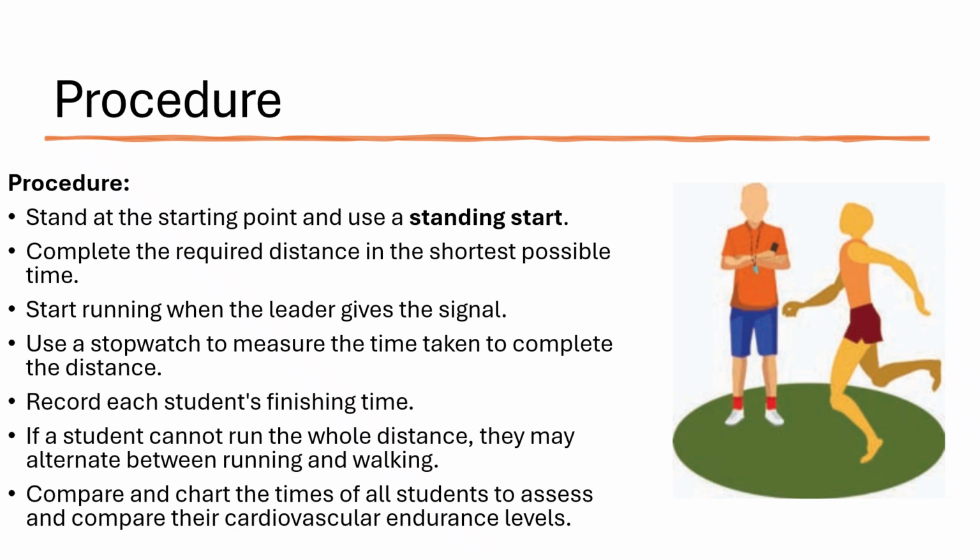Procedure: stand at the starting point and use a standing start. Complete the required distance in the shortest possible time. Start running when the leader gives the signal. Use a stopwatch to measure the time taken to complete the distance. Record each student's finishing time. If a student cannot run the whole distance, they may alternate between running and walking. Chart the times of all students assessed and compare their cardiovascular endurance levels.